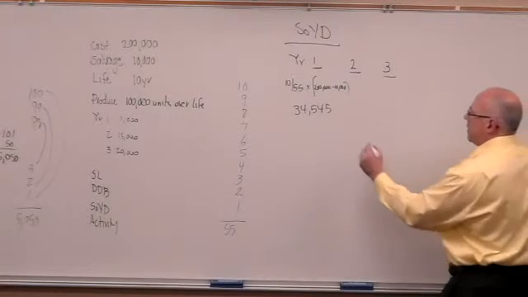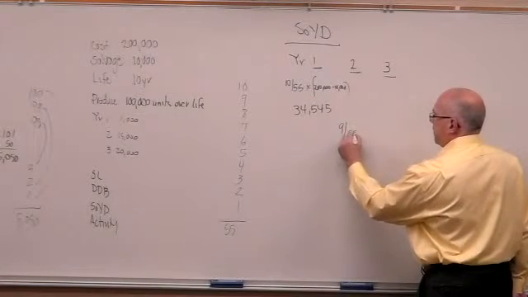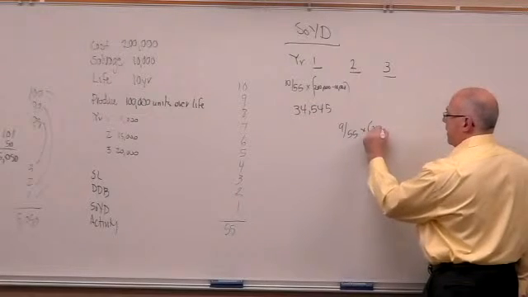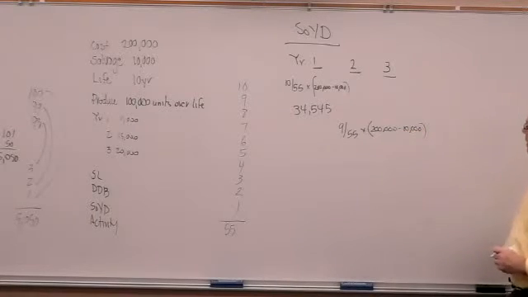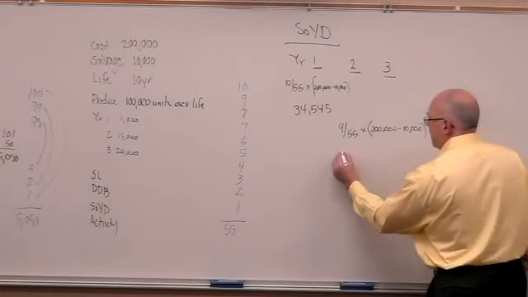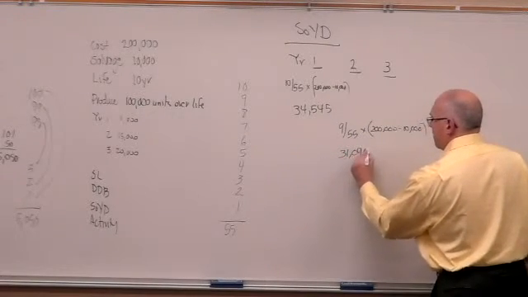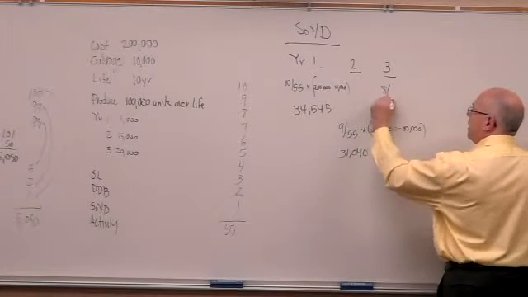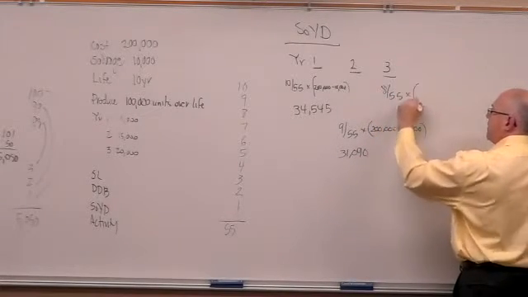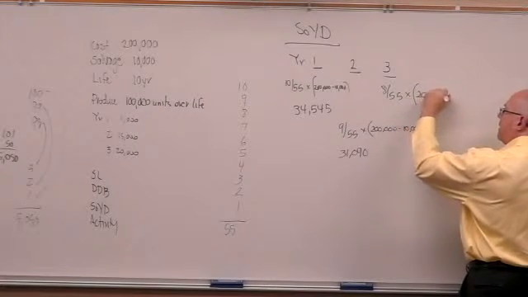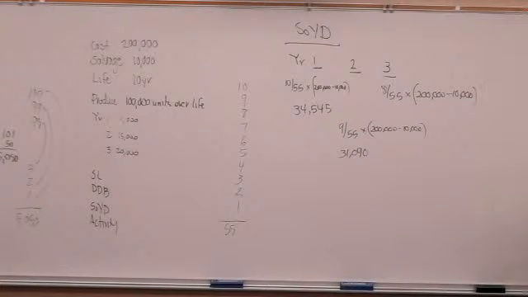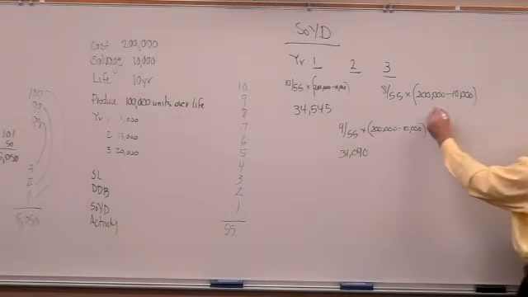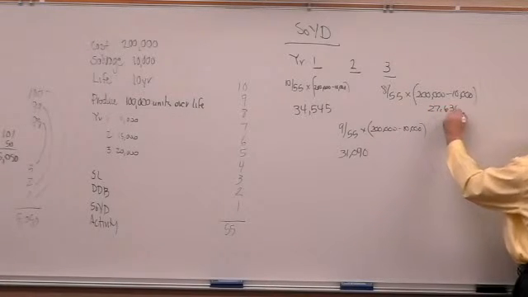Then year 2, it's 9/55 times 200,000 minus 10,000. 31,090. And year 3, 8/55 times 200,000 minus 10,000. 27,636.